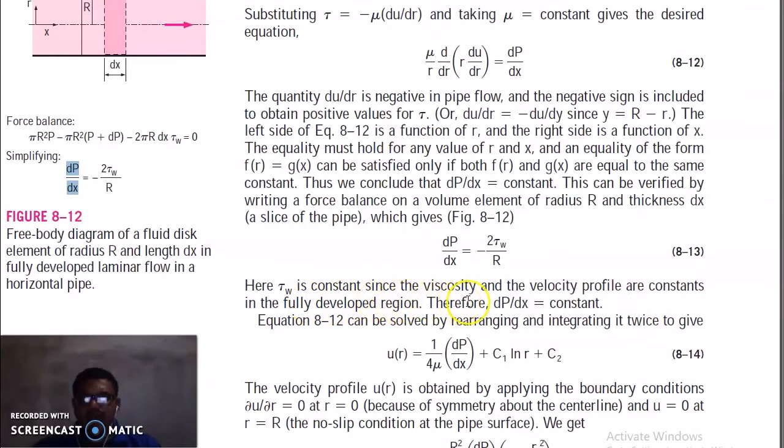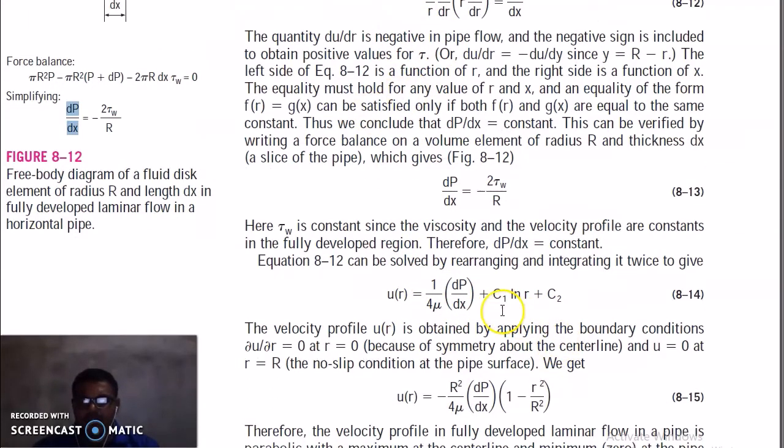Tau double is constant since viscosity and velocity profile are constant in the fully developed region. So this value is constant. Now you can integrate this, and when you take the integration, you will get constants c1 and c2. You can solve for c1 and c2 by putting in the boundary conditions.